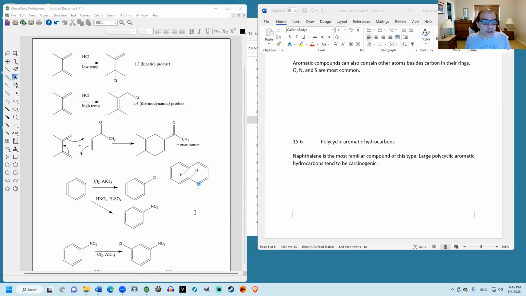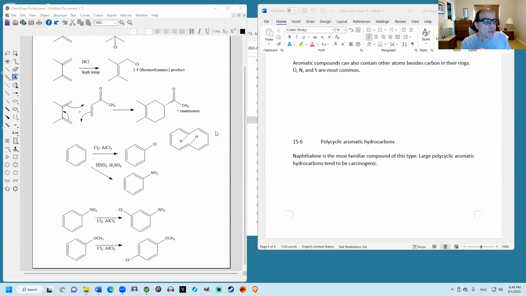But in the first part of this, I just briefly went over IR spectroscopy. And then we went over chapter 14. We talked about the two main reactions that are in chapter 14, namely electrophilic addition to dienes and the Diels-Alder reaction. And then we moved into chapter 15 and 16.